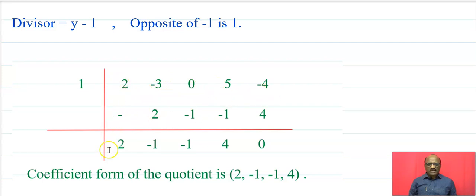Keep these two as it is. 1 into 2, here is 2. 1 into 2 as it is. 1 into 2 is 2. Minus 3 plus 2 is minus 1.